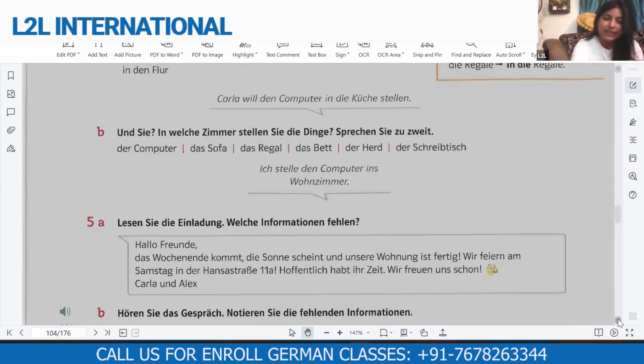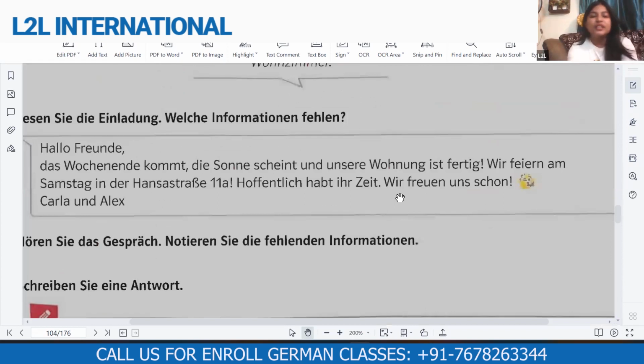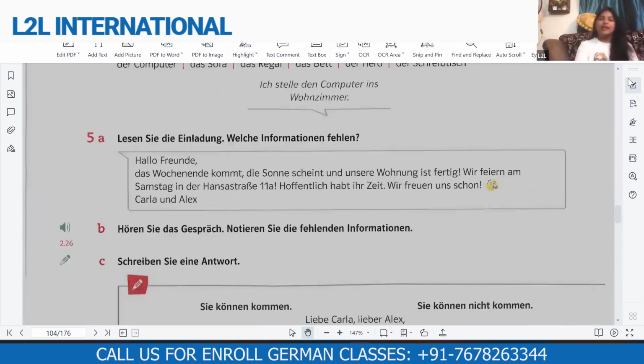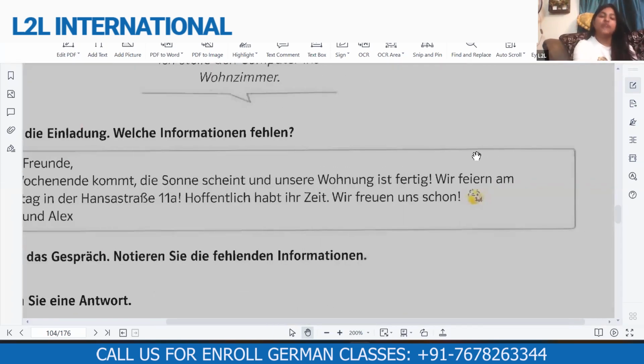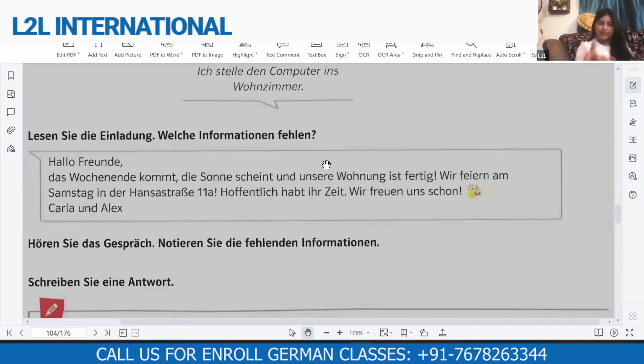Okay. So now you have here, after they have arranged their home, they have sent an invite to their friends. So you read the letter, it's an invitation, and let me know what is that one thing which is missing in this invitation. There is one important piece of information that has to be there, but it is missing. So what is that one piece of information that they have missed in their Einladung? Read and let me know if you are able to figure out the mistake. What is the one important piece of information that they are missing here?